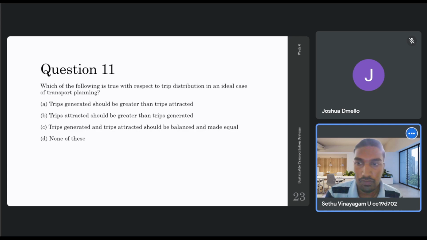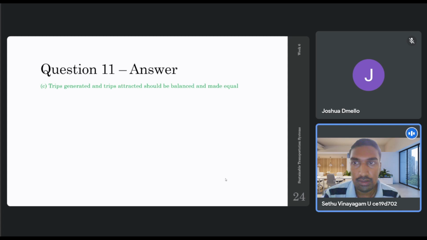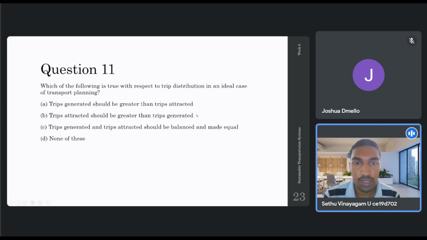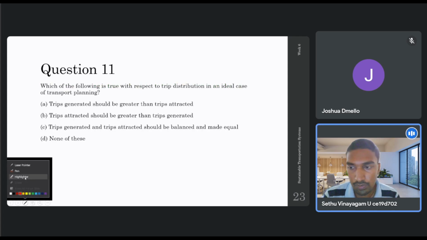So we have one more for option C. So the right answer is also option C, that trips generated and trips attracted should be balanced and made equal, right? So we already looked at the trip distribution process, right?